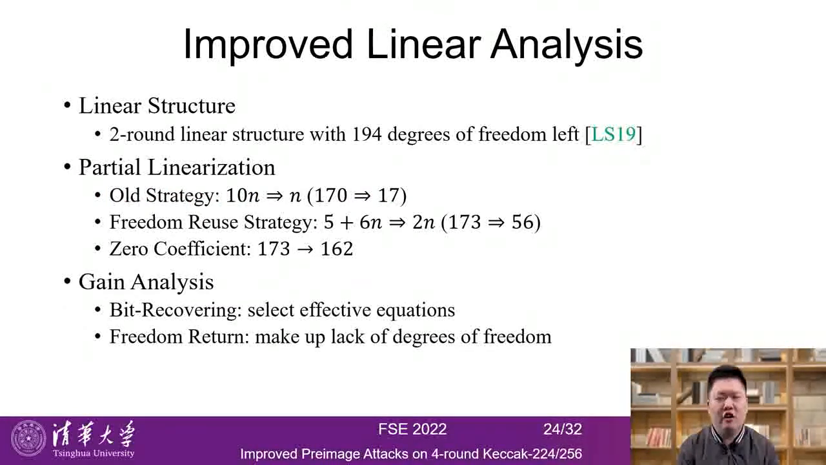So far, we have finished the partial linearization part of our improved linear analysis for low capacity Keccak. By spending 162 degrees of freedom, we can linearize 56 bits in pi fourth. Yet, because of the last long linear chi step, those bits in pi fourth may not linearly match the digest, so we still need to perform a gain analysis to calculate the expected gain of those linearized bits. In the gain analysis part, we adopt a bit recovery model to select effective equations. Usually, the number of effective equations is larger than the number of degrees of freedom left, so it requires another process of freedom return to make up the lack of freedom.